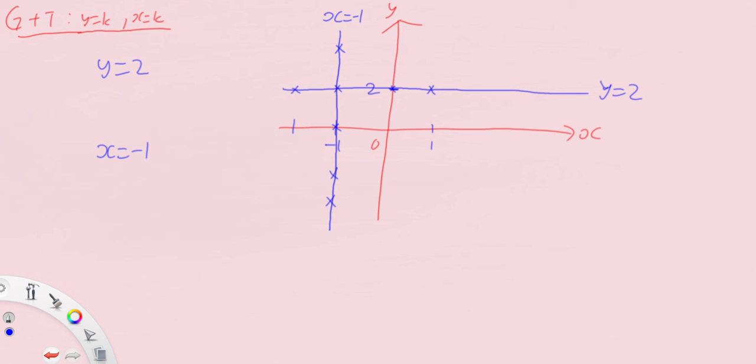And same thing, because x is pointing to the right side of the origin, the negative portion will be on the left of the origin. Alright, so two fairly simple graphs, y equals k and x equals k graphs.